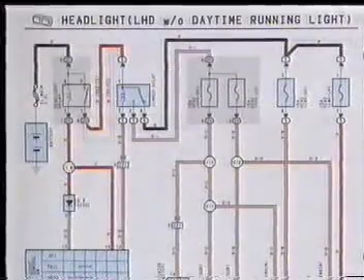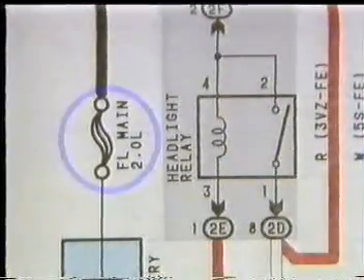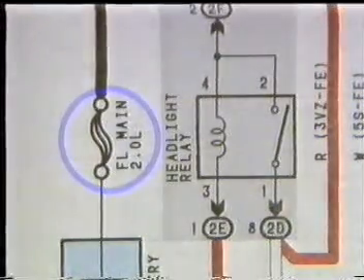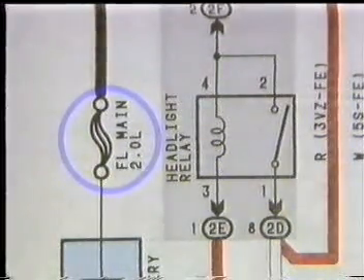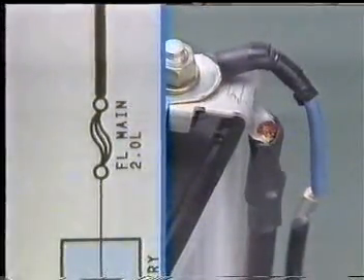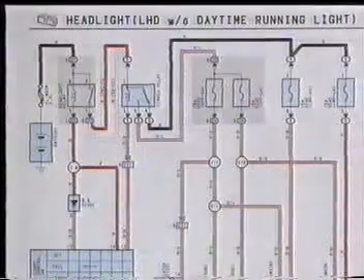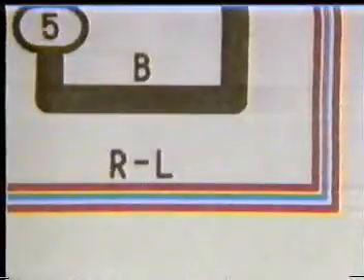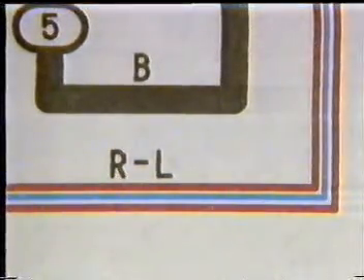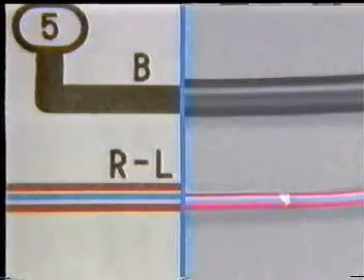Let's look at this in more detail. This is a fusible link. The number 2.0 indicates the area of the cross-section of the wire. L is the L from blue and indicates that the color of the wire is blue. The wires connecting the parts are indicated by their actual color as well as by letters of the alphabet. B indicates black. RL indicates blue lines on a red wire.